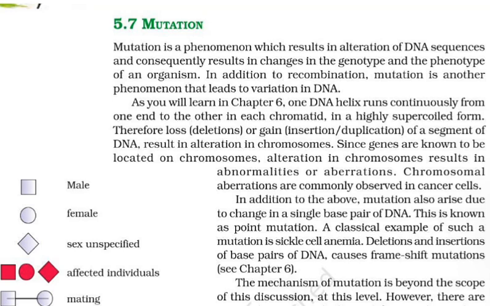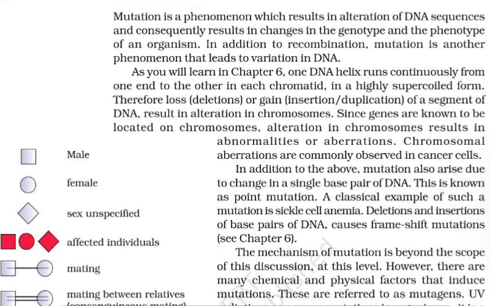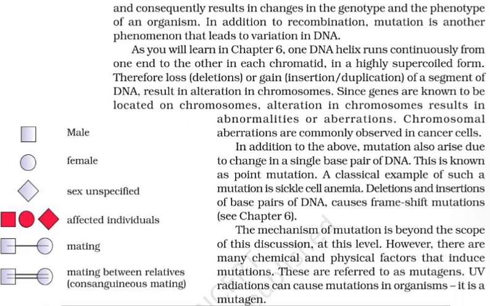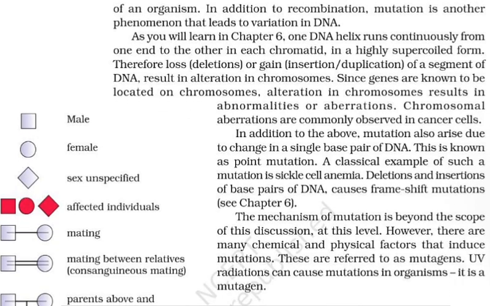As you will learn in chapter 5, one DNA helix runs continuously from one end to the other in each chromatid in a highly supercoiled form. Therefore, loss, that is deletions, or gain, that is insertion or duplication of a segment of DNA result in alteration in chromosomes. Since genes are known to be located on chromosomes, alteration in chromosome results in abnormality or aberrations. Clear?